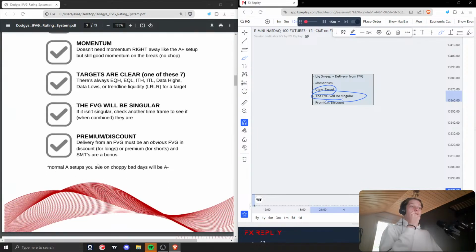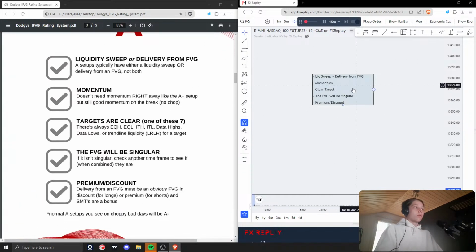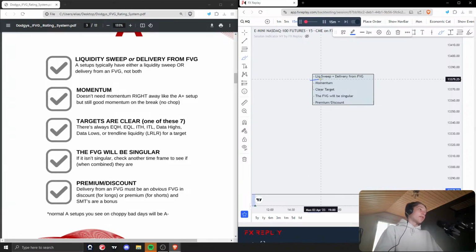Okay, normal A setups you see on choppy and bad days will be A minus. So basically, what's different between A+ and A minus setups is not much. We might see slightly more chopping on the momentum side, but it should still be quite clear with the A setup, and then we don't need to have both liquidity sweep and delivery from an iFVG. We could see only one of them.